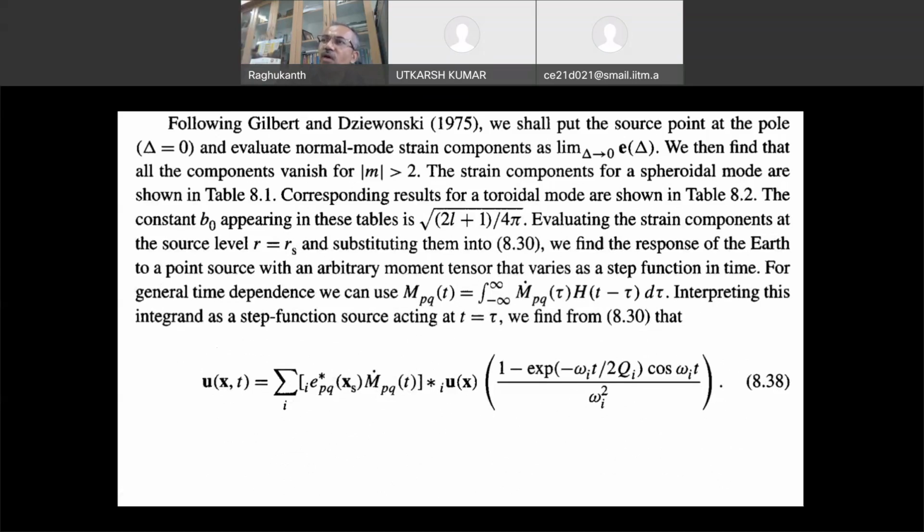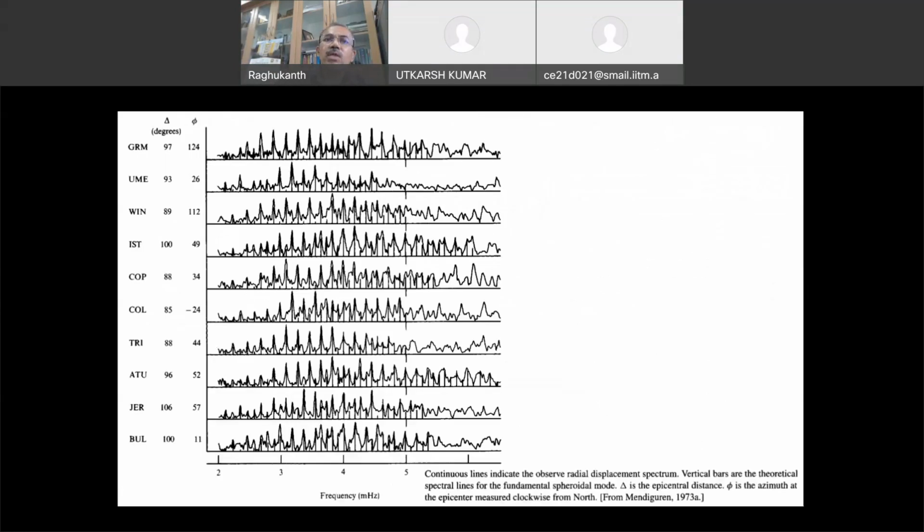So if there is a forced vibration problem, you use the Duhamel's integral, what you have studied in dynamics. So the same concept we use here also to compute the response of the Earth for a point source or for some earthquake source itself. Okay. And now this is how the data looks.